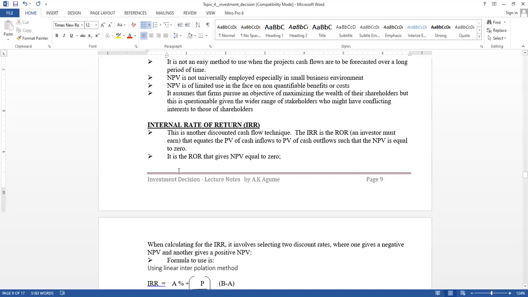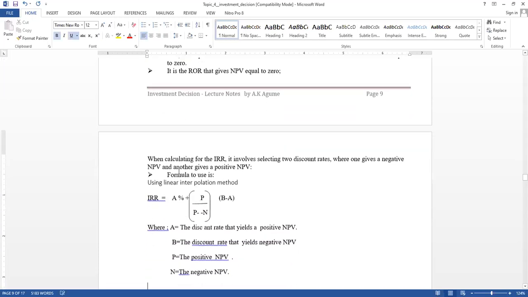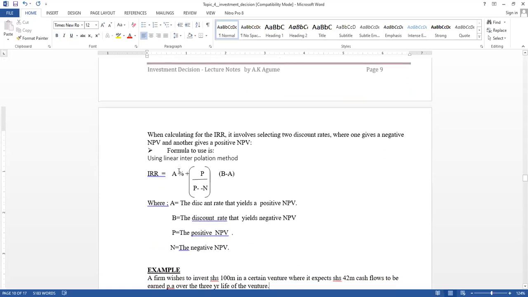Now, computing the IRR, we have to select two discount rates. One discount rate should give us a negative NPV and another one a positive NPV. And using the linear interpolation method, we can determine our internal rate of return, okay?